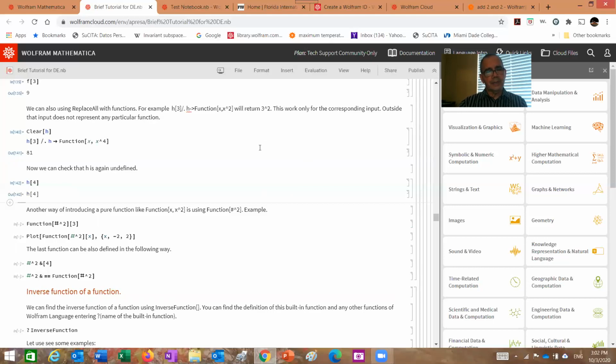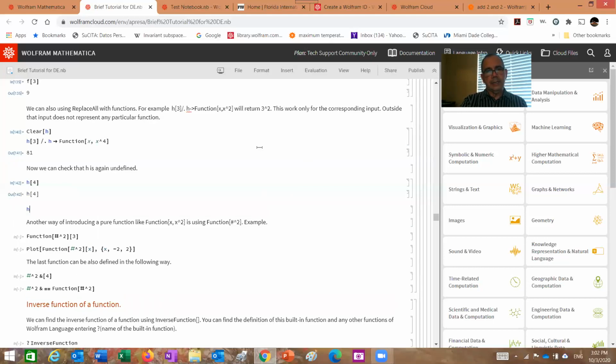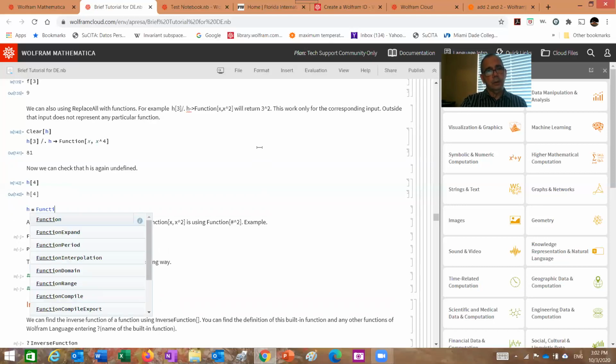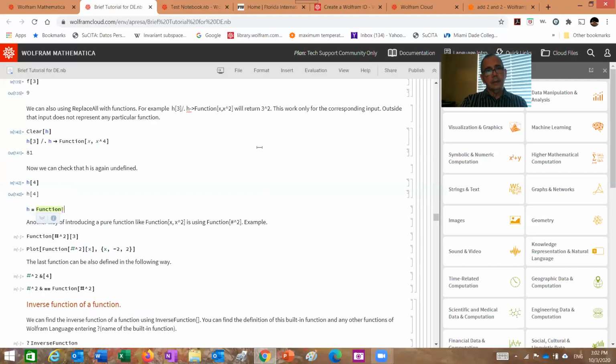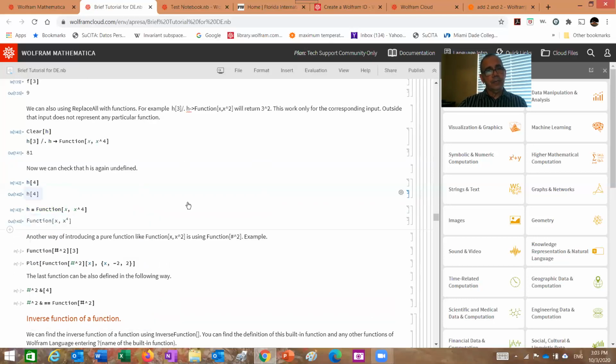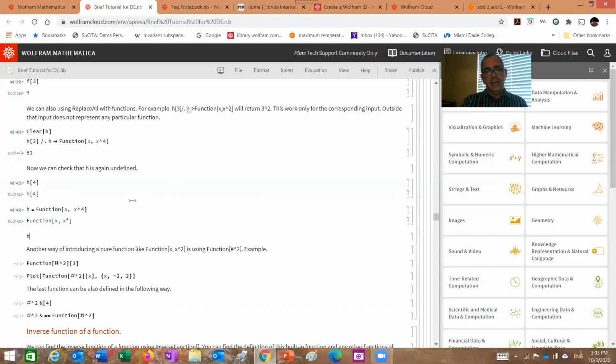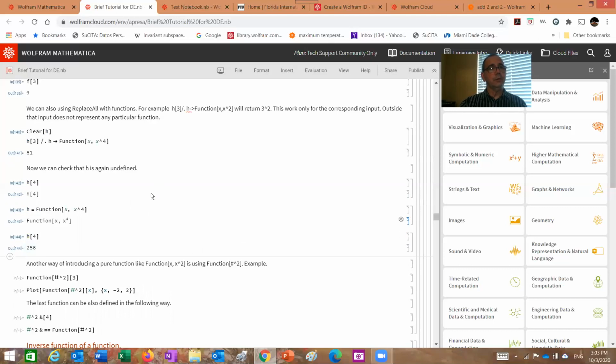It doesn't mean that you are defining h by that expression. But if you want to assign that formula to h, you can do it like this. h is equal, you need to use the equal symbol, and then Function, open bracket, x, comma, x raised to the 4th, close bracket. And when you press enter, you get that function assigned to h, and now when you find h evaluated at 4, you get 256, which is 4 to the 4th.